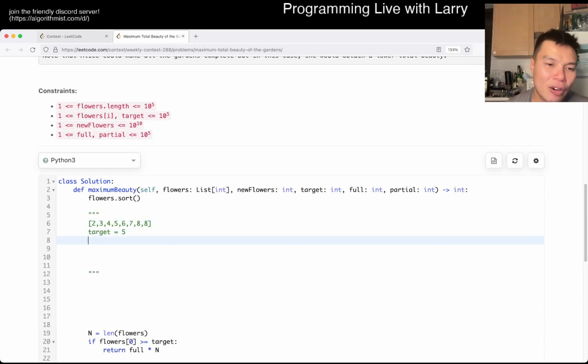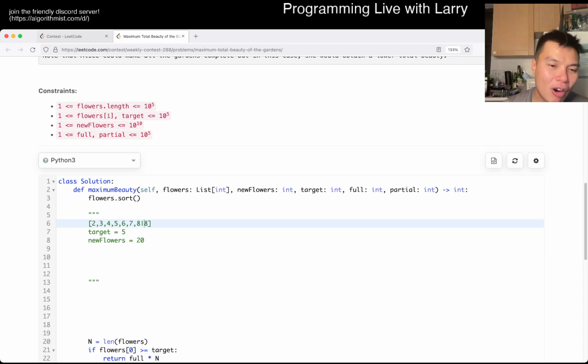So then the idea is okay, what if one flower garden is full, right? Then I go, okay, then the rest we do the math on, let's say we have new flowers equal to, I don't know, 20. Let's say one garden is full, then we go, okay, what is the flower level of the minimum after that, right? So that's basically the idea.